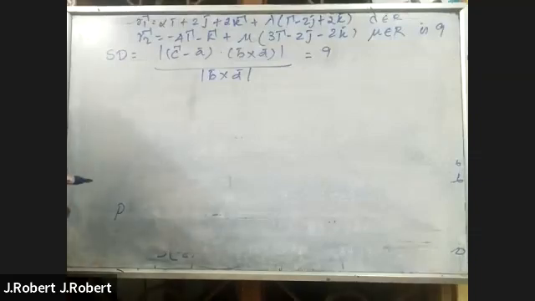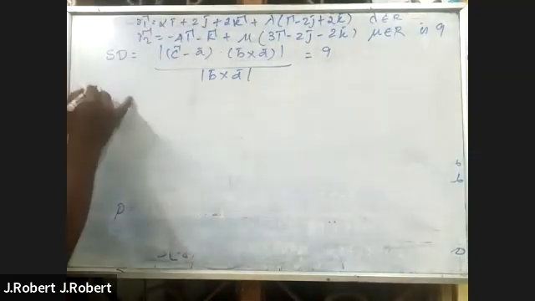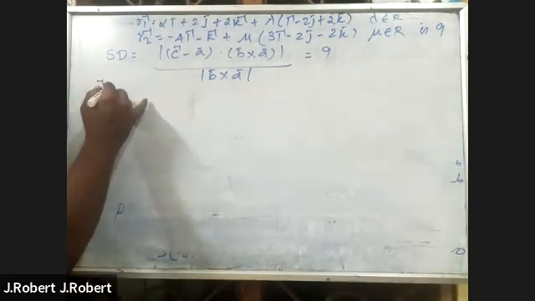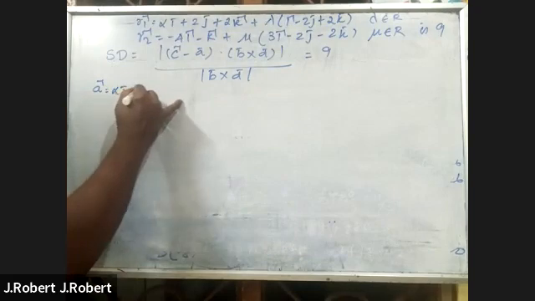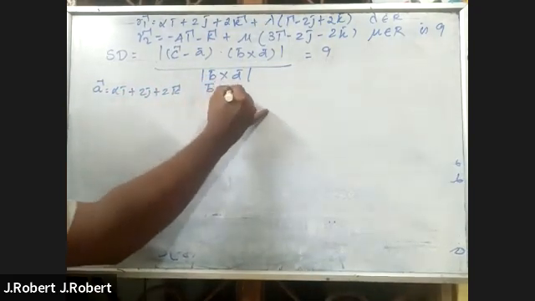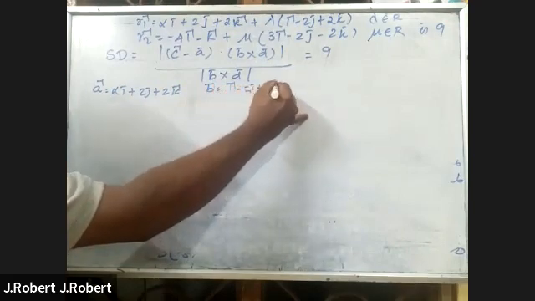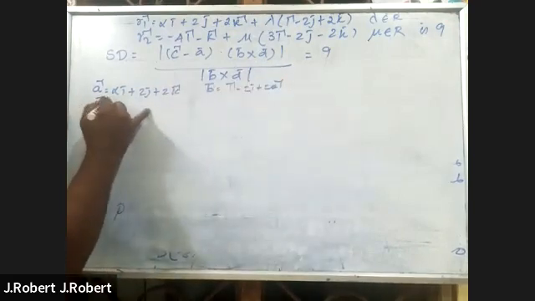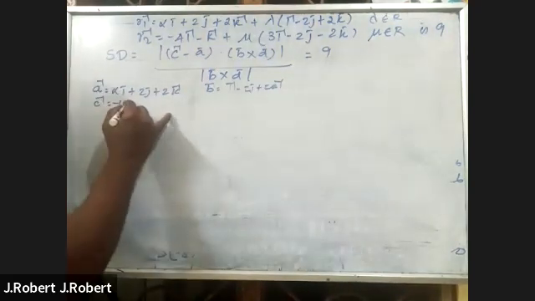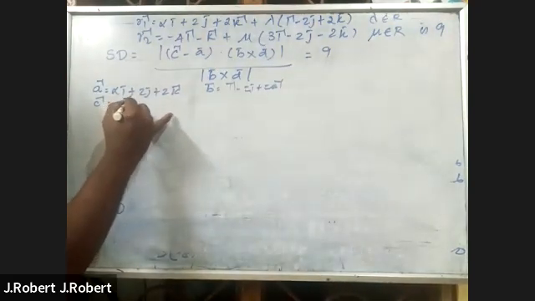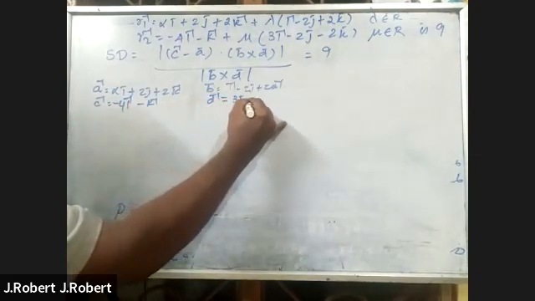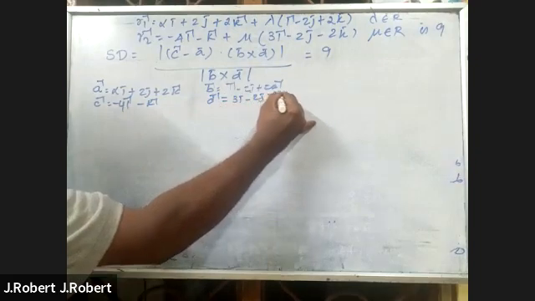Now I can take either. Your a vector is equal to alpha i vector plus 2j vector plus 2k vector. Your b vector is equal to i vector minus 2j vector plus 2k vector. Your c vector is equal to minus 4i minus k vector. And your d vector is equal to 3i vector minus 2j vector minus 2k vector.